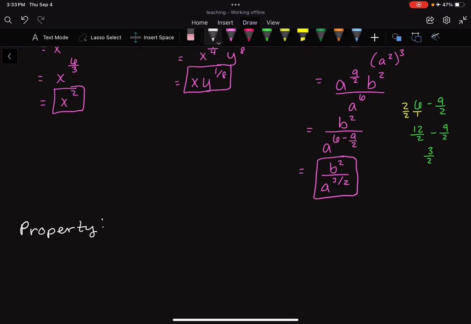This is assuming the same information about a, b, and n that we had earlier. If you have the nth root of a times b, this is the same as the nth root of a times the nth root of b. So you can split them up. Same thing with division. If you have the nth root of a over b, this is the nth root of a over the nth root of b.